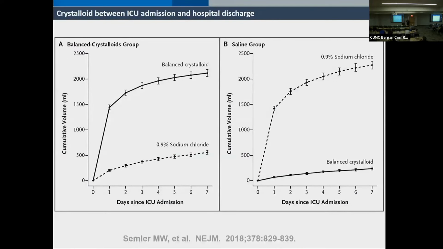Here's the fluid that they got. I told you that if your attending wanted it, or if you thought the potassium of 3.4 was hyperkalemia, you could choose the other fluid. So there is some other fluid that goes in, but you can see in general, the left side is balanced crystalloids. Over the course of 7 days, they got 2.5 liters on average of balanced crystalloids and about 500 cc's of saline on average. So there's a little bit of a mix, but predominantly balanced.